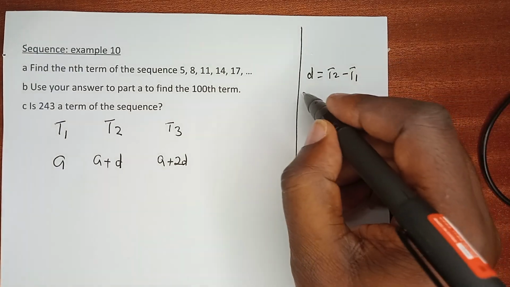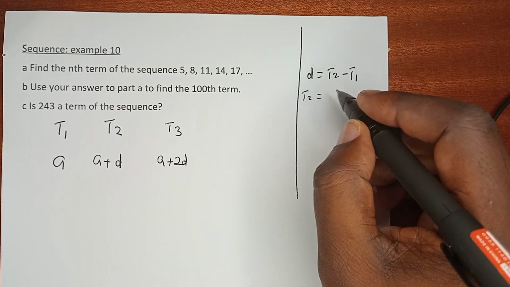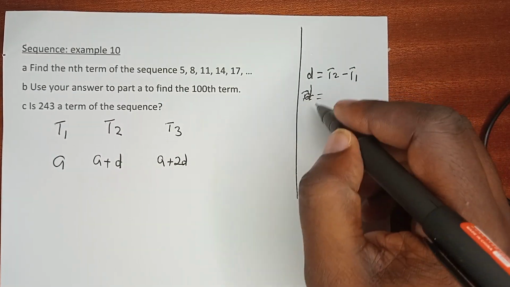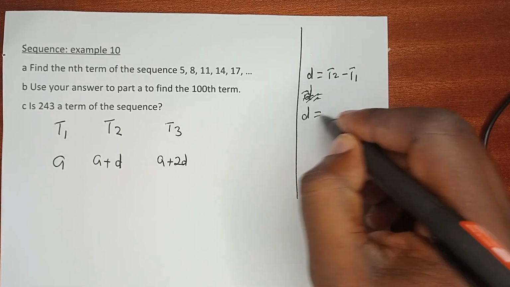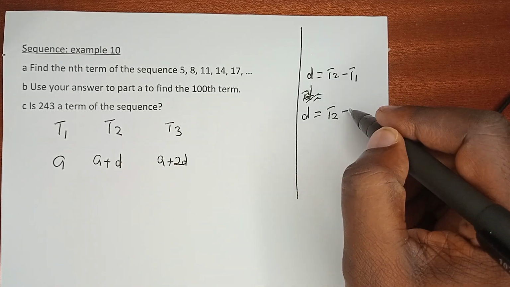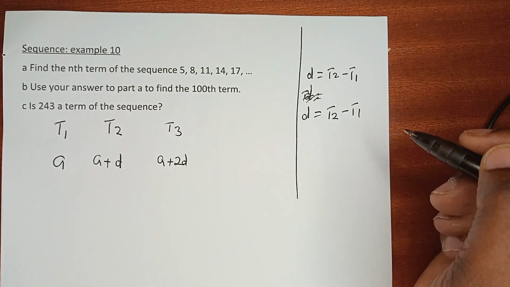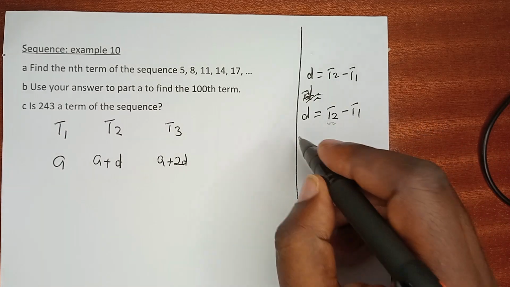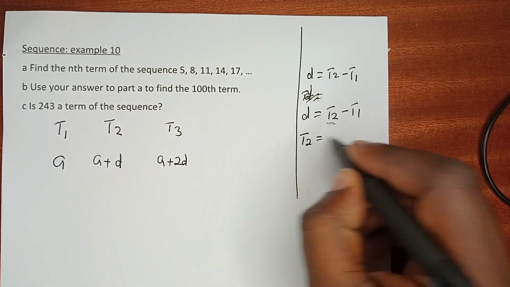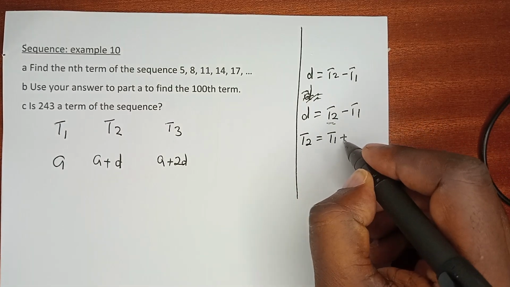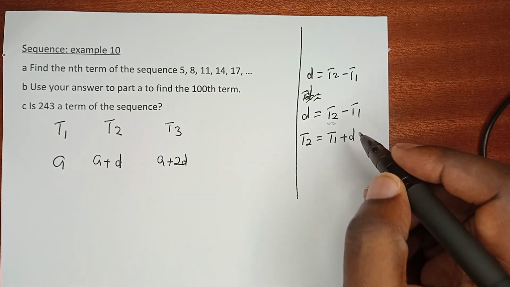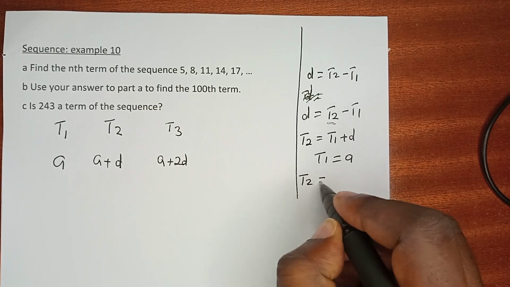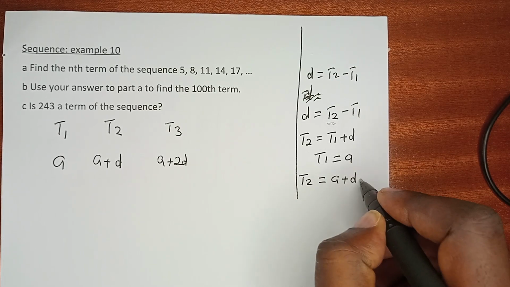So if we say D is equal to term 2 minus term 1, it goes without saying, if you want to make term 2 the subject of the formula here, you're going to have term 2 is equal to term 1 plus D. But what is term 1? Term 1 is equal to A. So term 2 is A plus D.